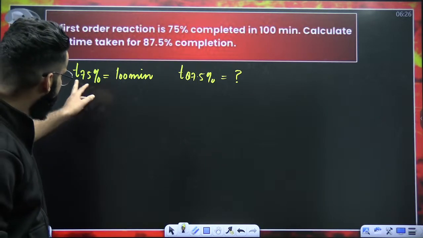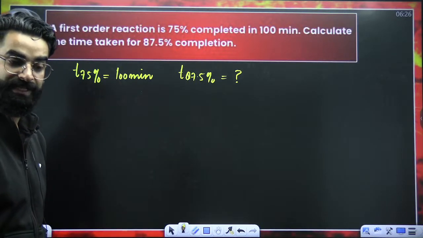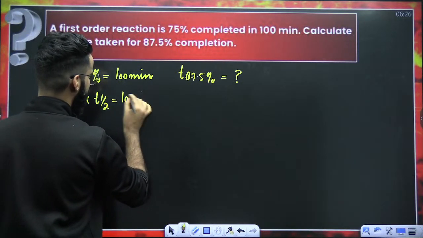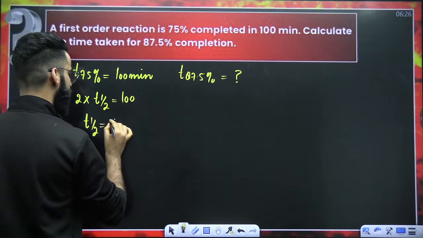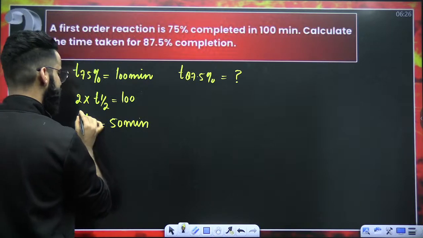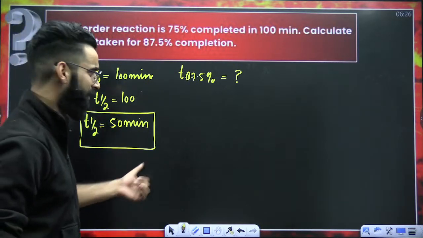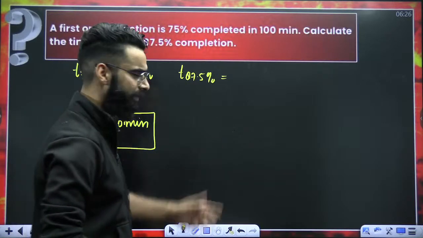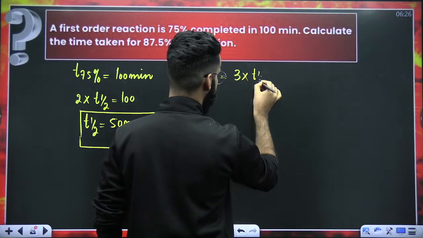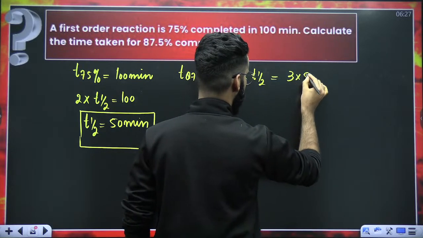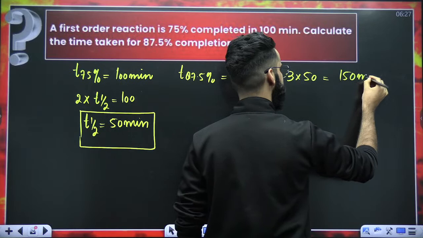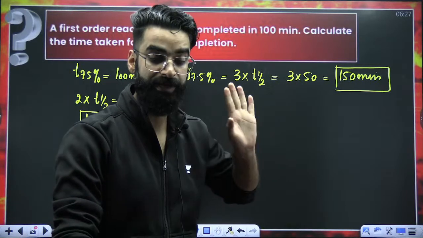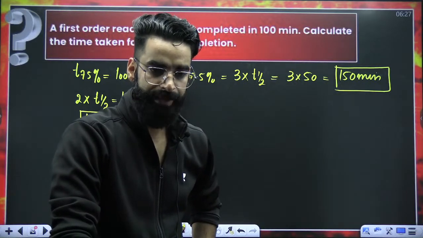Isn't it very simple? See guys, the time taken to complete 75% of the first order reaction is 100 minutes, and you know it is equal to 2 times the half-life. So 2 times T half is 100. From here, you can calculate the half-life, which comes out to be 50 minutes. Why do I need the half-life? Because I'm supposed to calculate the time taken to complete 87.5% of the reaction, which is always 3 times the half-life for first order kinetics. Since the half-life is 50 minutes, the value comes out to be 150 minutes. So 87.5% of the first order reaction will get completed in 150 minutes. I hope this is super clear to everyone, right?